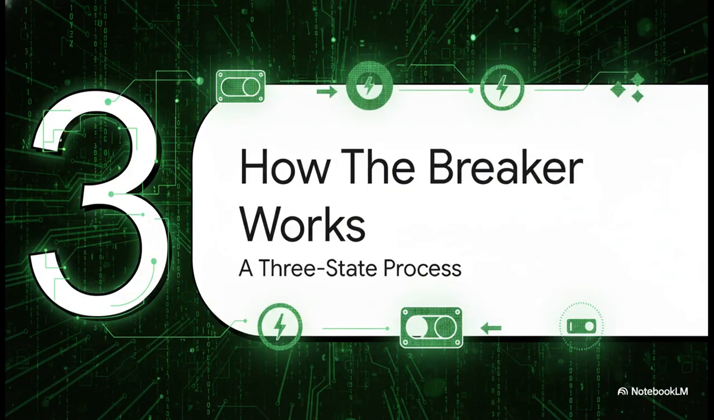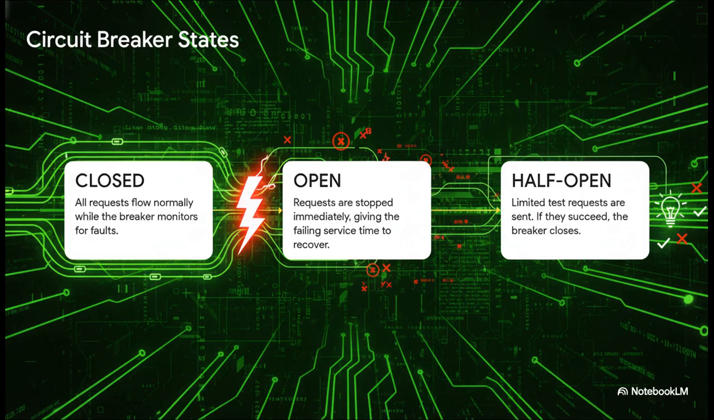So let's get into the details. How does this software electrician of ours know when it's time to flip the switch? It's actually a pretty simple three-state process. So it all starts in the closed state. Think of this as the power being on. Everything's running smoothly and requests are flowing just fine. But if too many of those requests start to fail, bam, the breaker trips and we move to the open state. This is our electrician cutting the power. All traffic to that failing service is stopped, giving it some crucial breathing room to recover.